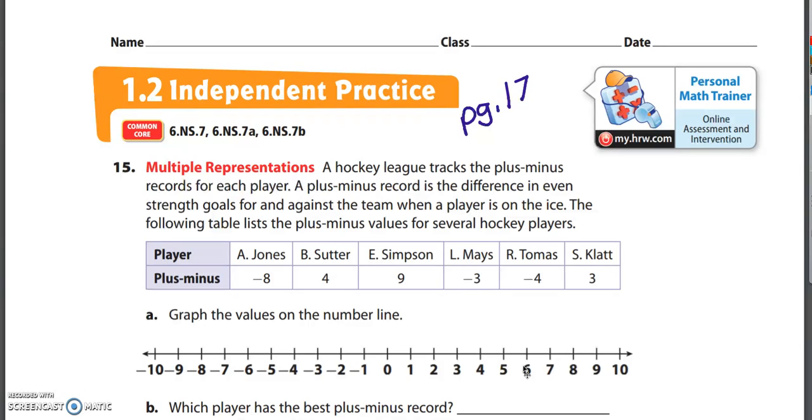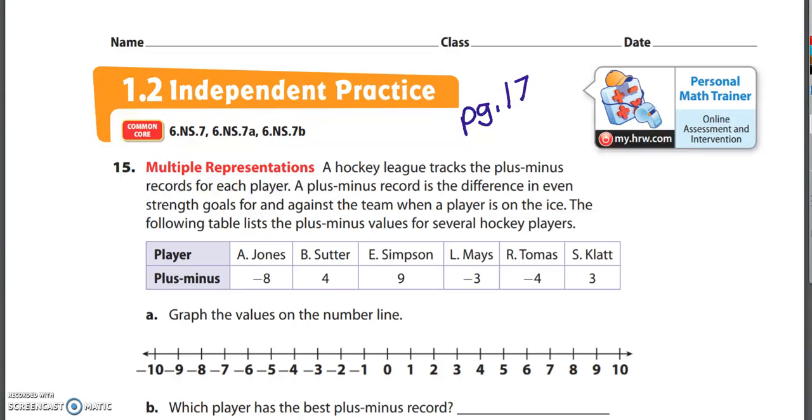Question 15 reads, a hockey league tracks the plus-minus records for each player. A plus-minus record is the difference in even strength goals for and against the team when a player is on the ice. The following table lists the plus-minus values for several key hockey players. Now, it is not important that you understand what a plus-minus value is for a hockey player. What is important is that you can graph these values. If you can graph these values, you'll be good.